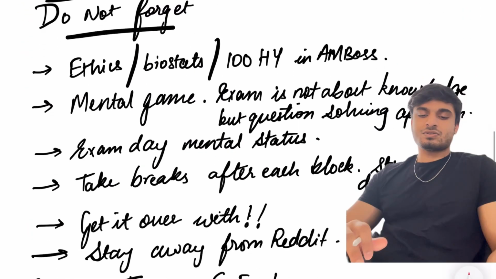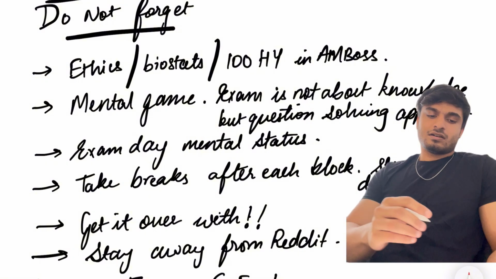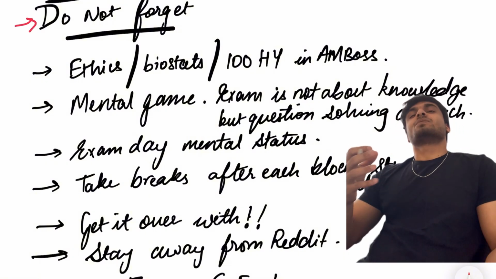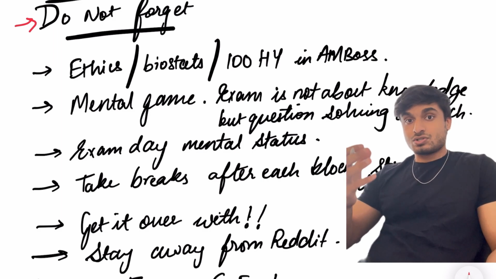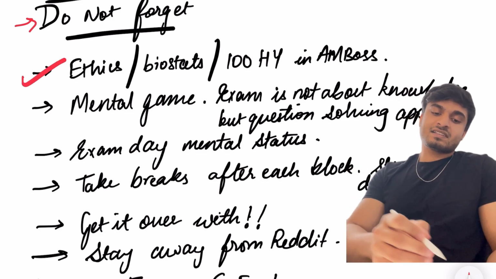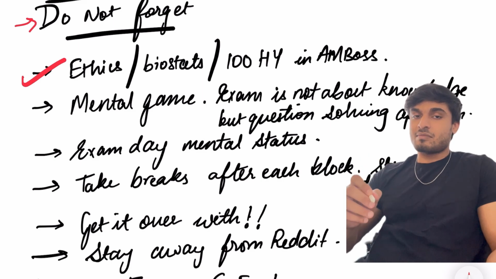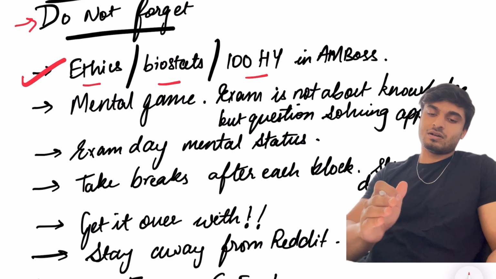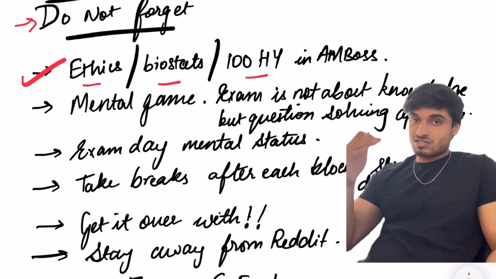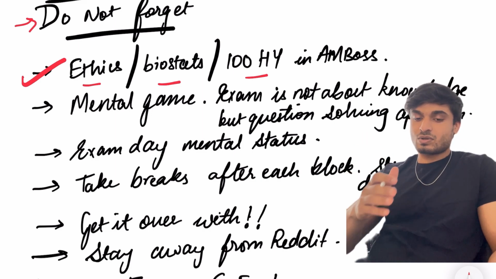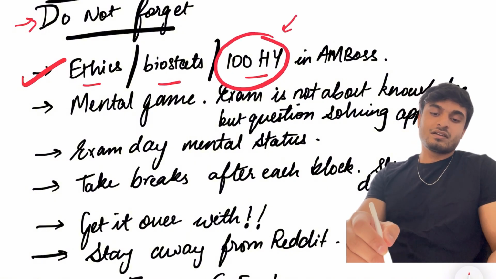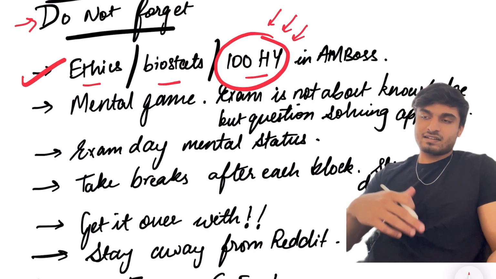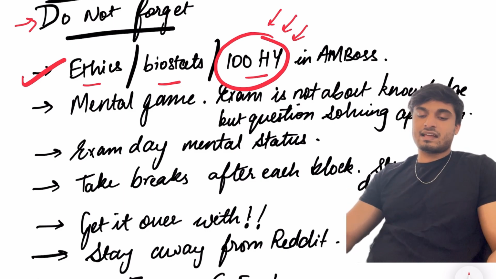All right, so here are some things you should not forget in terms of the resources that you want to use. Ethics and biostats and 100 high yield, and AMBOSS is a gold mine. You're definitely not supposed to miss out on that one. Lots of ethics questions, lots of biostats questions, lots of high yield questions from the 100 high yield. It serves as a quick revision before your test. That was some of the things that I did in the last 2-3 days that I had left.